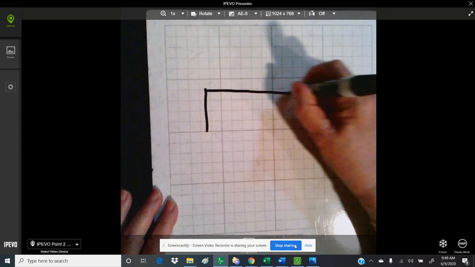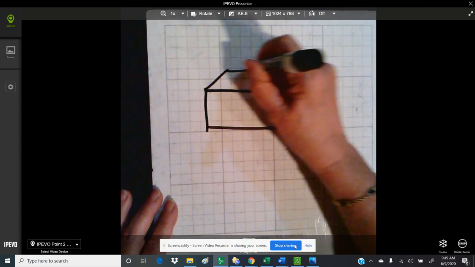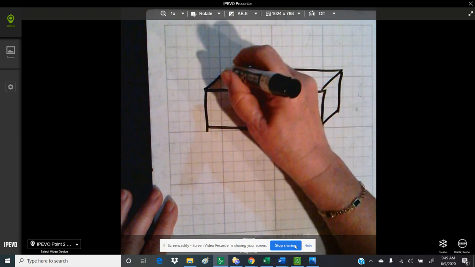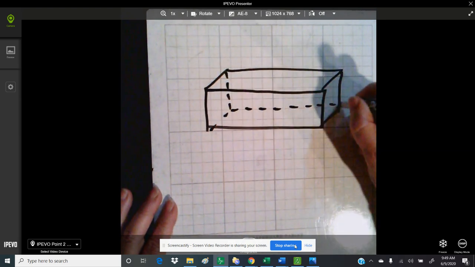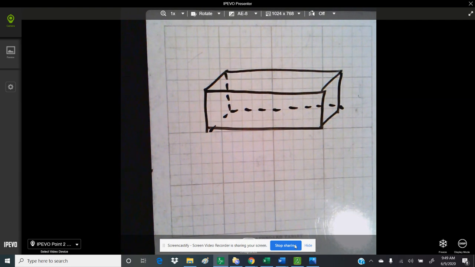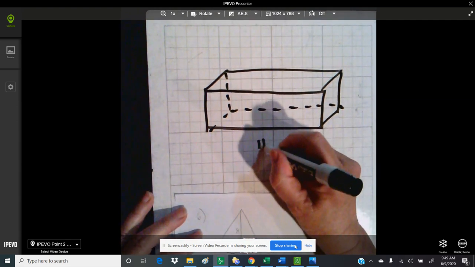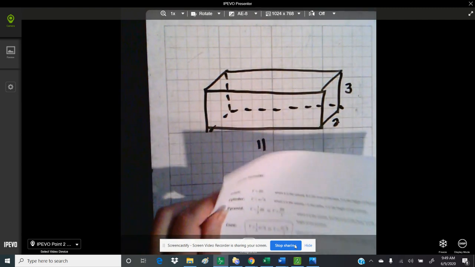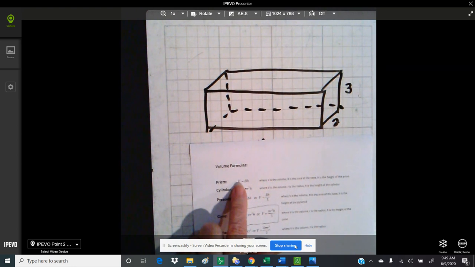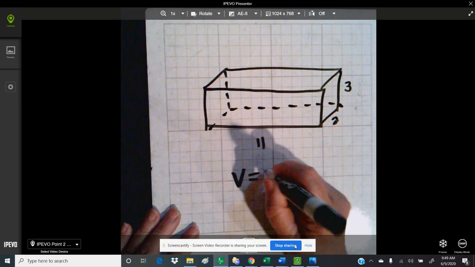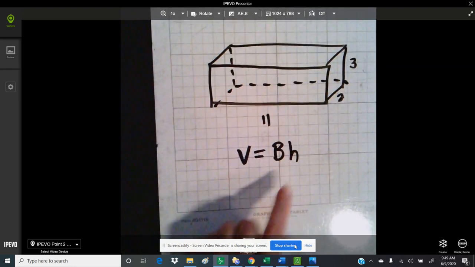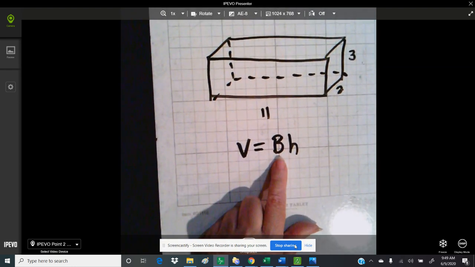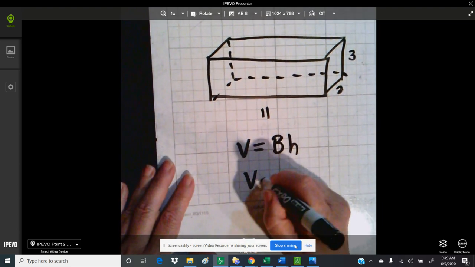On number 7, they give you a prism, a rectangular prism, and it looks sort of like this. And they tell you that the length here is 11, and this is 2, and this is 3. So once again, they tell you it's a prism, so you can go to your formula. The formula is volume equals the area of the base times the height. Well, since this is a rectangle, if you remember, the area of a rectangle is length times width.